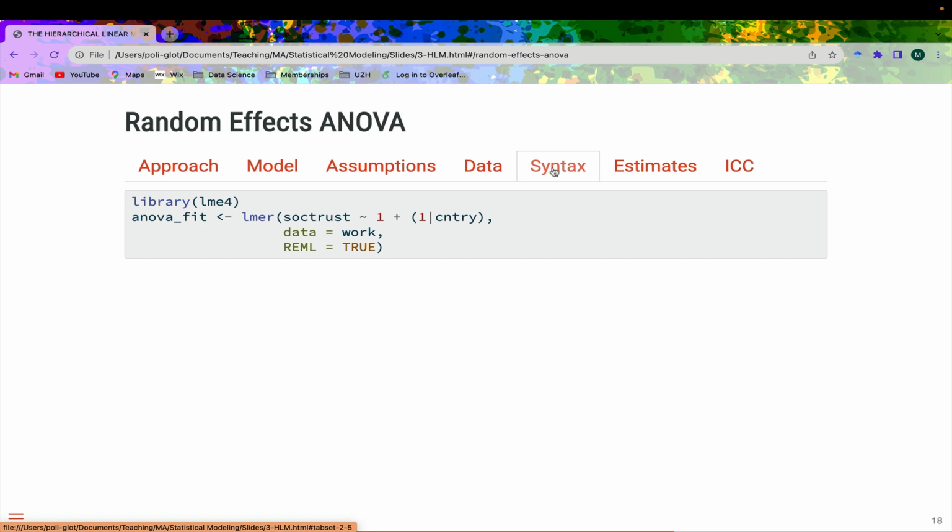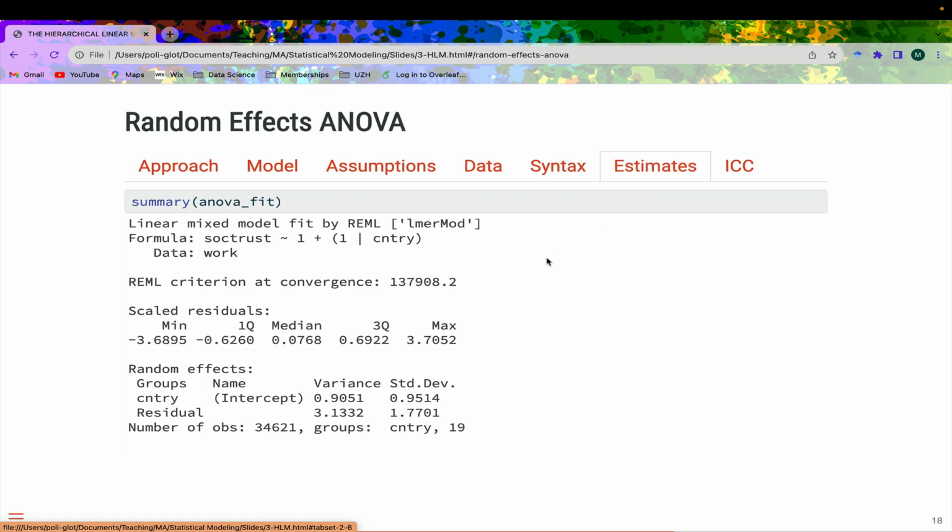You'll see that this syntax repeats itself, and you will have plenty of opportunity next week to practice this. The data we're going to use is work, which I created on the previous tab. And then there's a detail about estimation. REML equals true means that we're going to use restricted maximum likelihood. Don't worry too much about that detail yet. We will get to that later in this course. If you run this, then you get the following estimates.